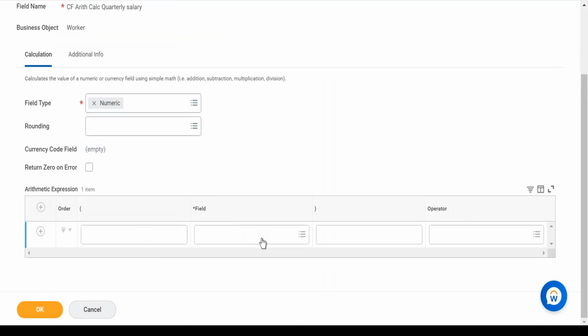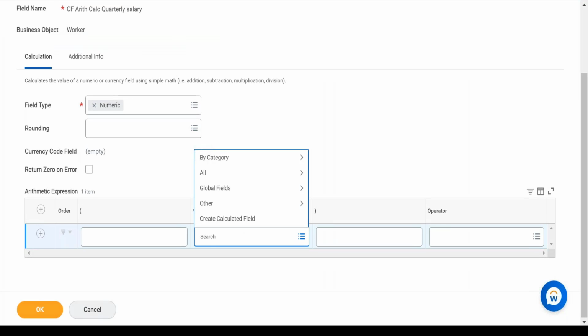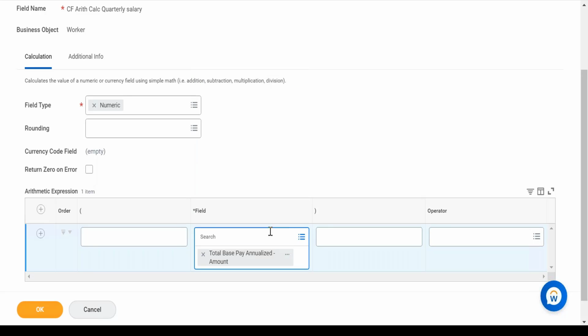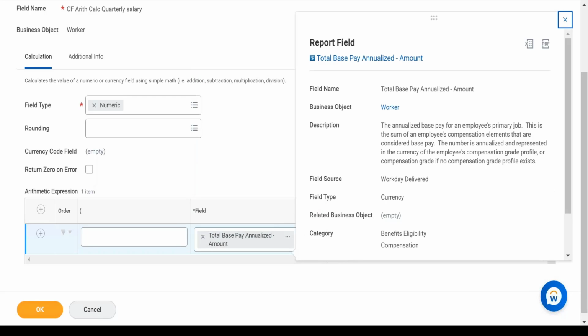Now, this is where you denote what particular field you are trying to perform addition, multiplication, division, or subtraction on. Since I have worked in Workday, I know that the annual salary field is called Base Pay Annualized. So I'm just going to type the name of that field. I have to divide base pay annualized by 12. I'm going to show you the difficult route because I want you to learn about parentheses. If you read the description, it simply tells you the annualized base pay for an employee's primary job. And it will give you the annual one.